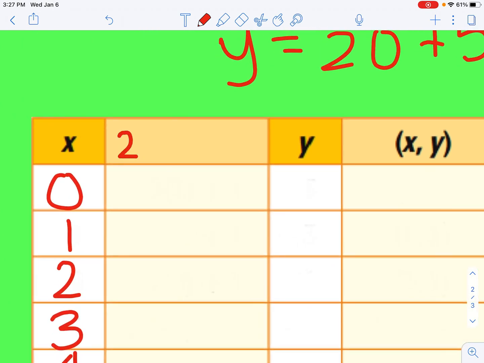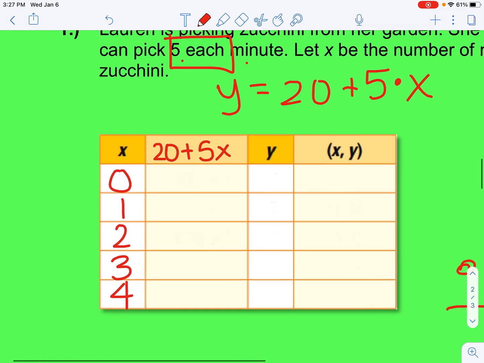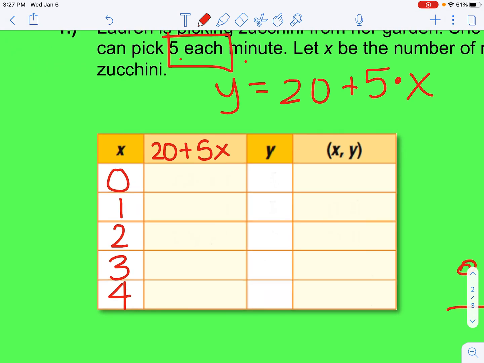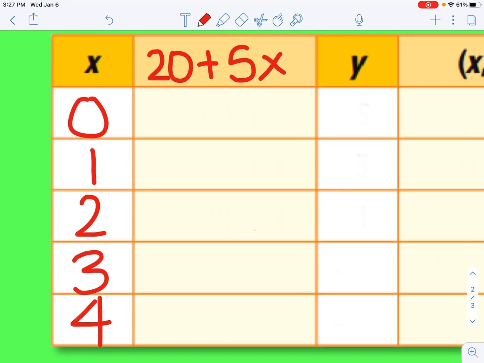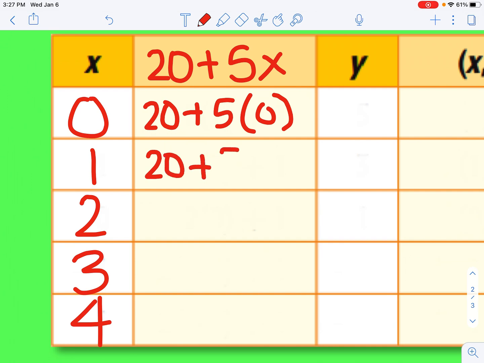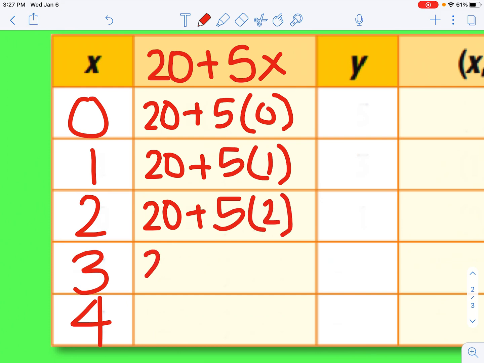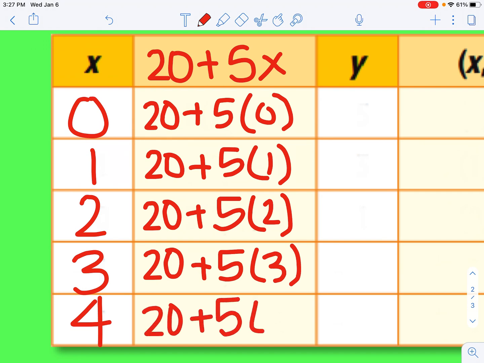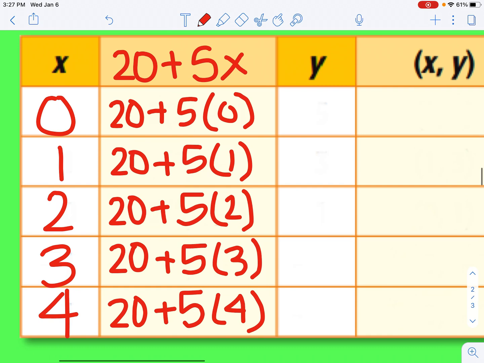Alright, so this middle column is 20 plus 5x. That's what we set up above. Now we're going to plug in all of those numbers. So we're taking 20 plus 5 times 0, 20 plus 5 times 1, 20 plus 5 times 2, 20 plus 5 times 3, and lastly 20 plus 5 times 4. Alright, so now let's solve for these problems. We have 20 plus 5 times 0. Well, we need to multiply first. 5 times 0 is 0, so 20 plus 0 gives us just 20.